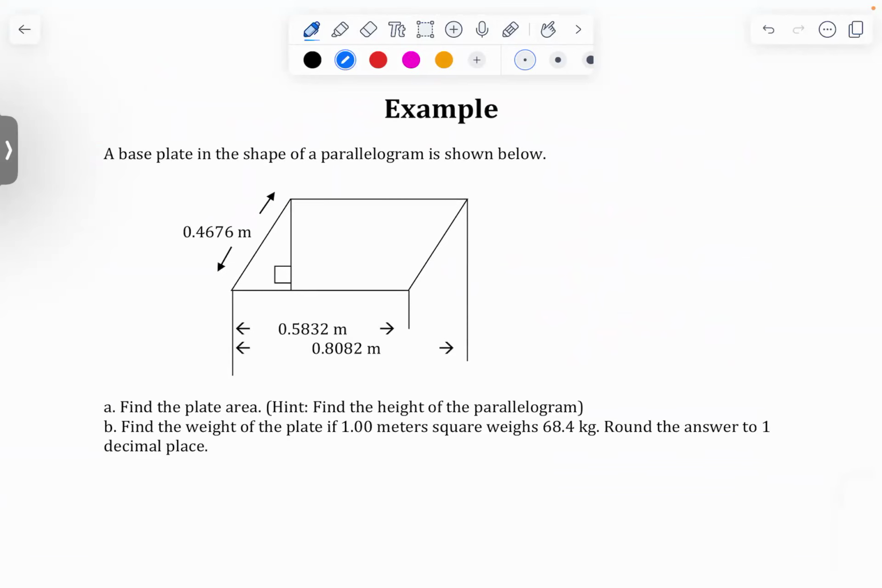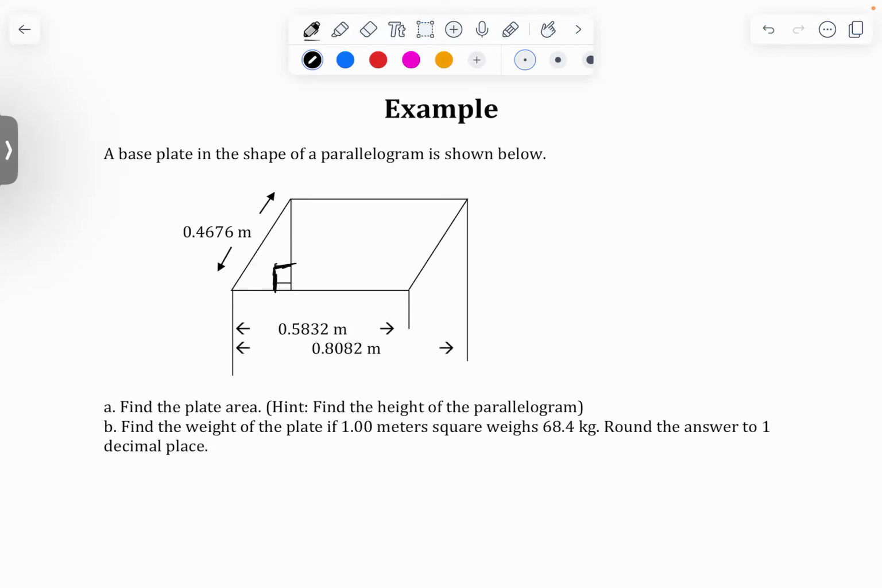Let's look at one more here. So, a base plate in the shape of a parallelogram is shown. We got lots of dimensions. I want to find the plate area and then find the weight of the plate with a conversion. So we just talked about this. We got a right angle here. Our picture got kind of off. The area of a parallelogram is the base times the height. Notice I don't have that.